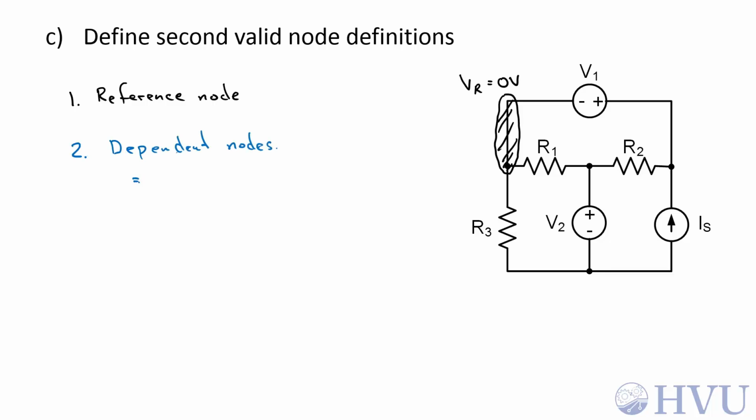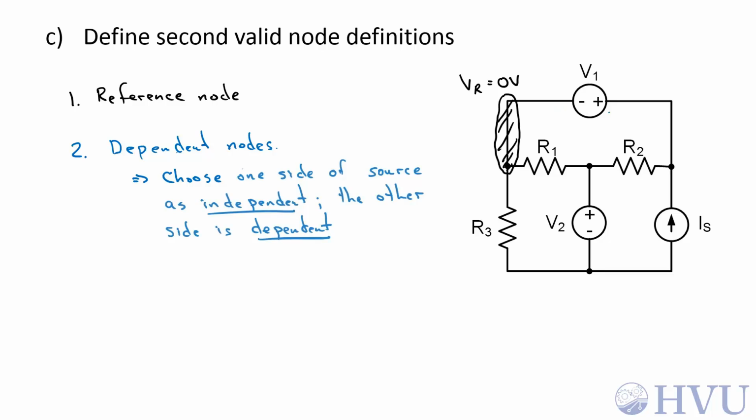Again, for each source, I'll choose one side of the source as being independent and the other side will be dependent. So for this source, these two nodes are dependent on one another. I've already chosen this side to be 0 volts, so this side is V1 volts higher than this side. So this becomes 0 volts plus V1, which is just V1 volts. Keep in mind that V1 is a known value, so neither of these voltages are unknown at this point.